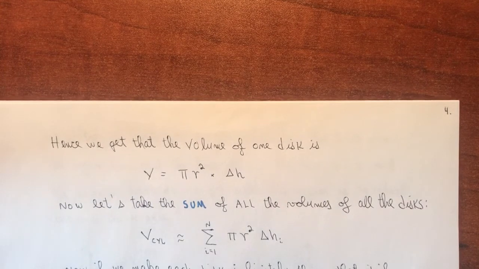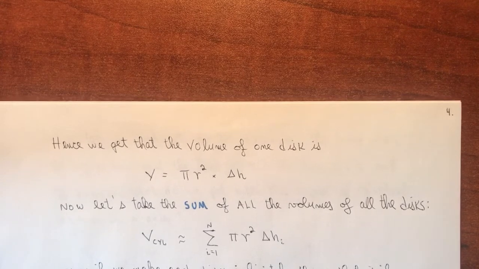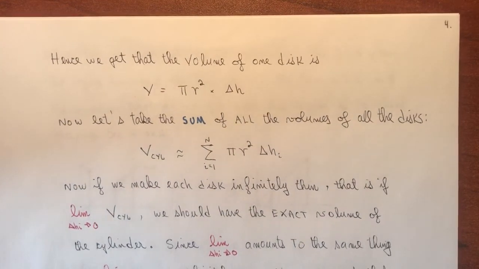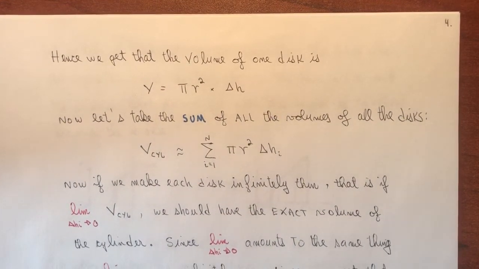Here we get the volume of one disk to be the area of the base times the thickness, so pi r squared times delta H. Now, like we did in area, let's take the sum of all the volumes of all the disks, so that the volume of the cylinder is going to be the summation i equals 1 to n of pi r squared delta Hi.